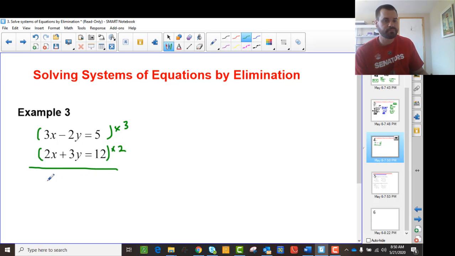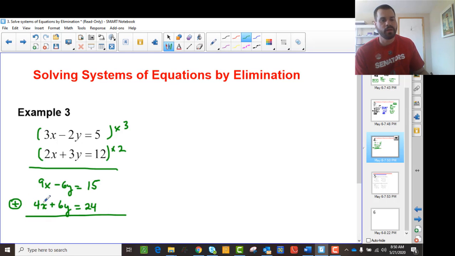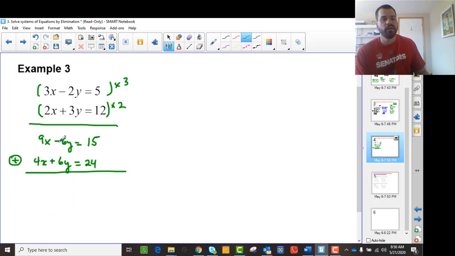Okay, so if we do that, we get 9x minus 6y is equal to 15. And we get 4x plus 6y is equal to 24. Okay, and here, the reason I did that is just to show you here we're going to add, which is different than the previous two examples. We're going to add because it's the y values that we lined up, and they're both 6, but one is negative and one is positive. So because the signs are opposites, when we add them, they're going to go away.